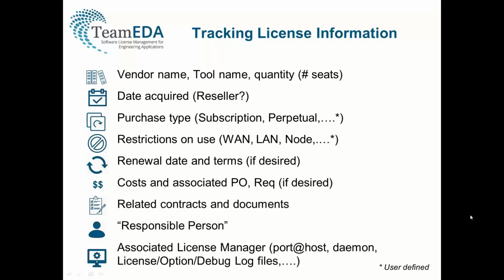And you can also store the PO. You can store up to 6 different documents in LAMUM, and it can be your PO, NDA, terms and conditions, etc. You'll also be able to keep track of the responsible person within the company for this particular vendor or license. And you can keep track of your associated license managers, such as the ported host, the daemon name, the license option, debug files, etc.